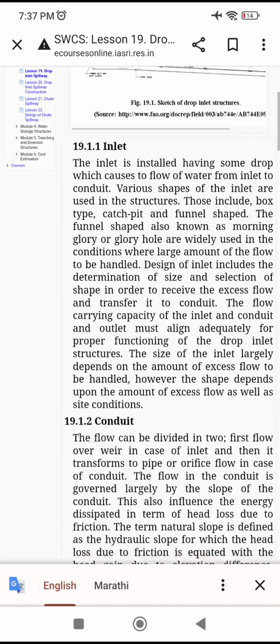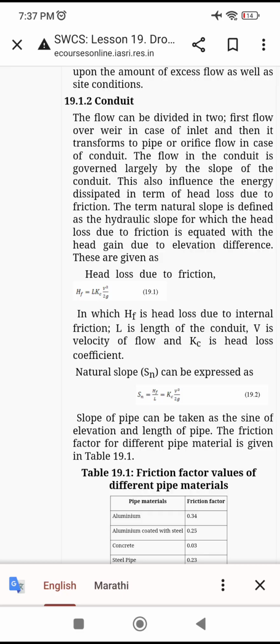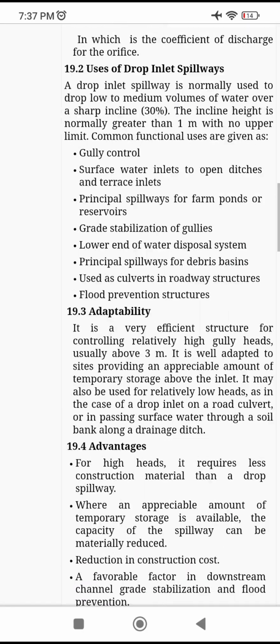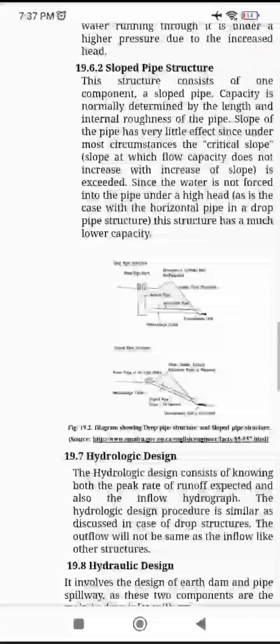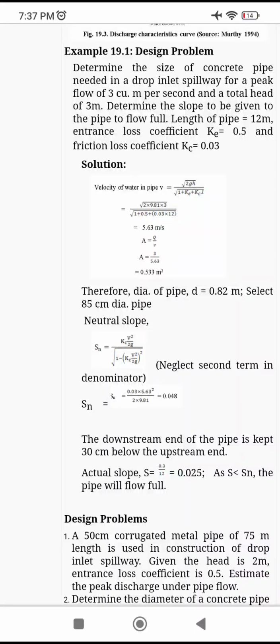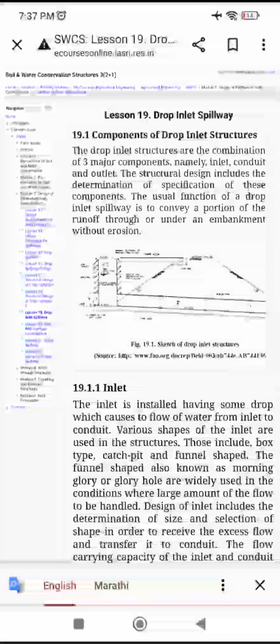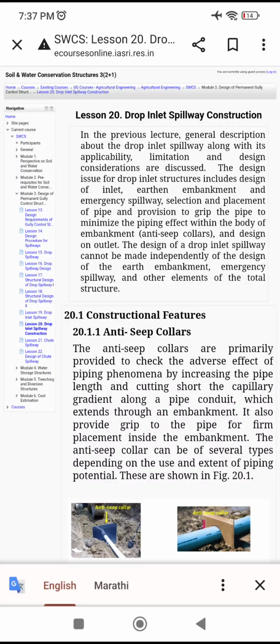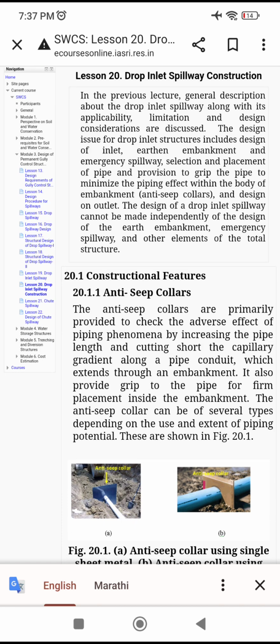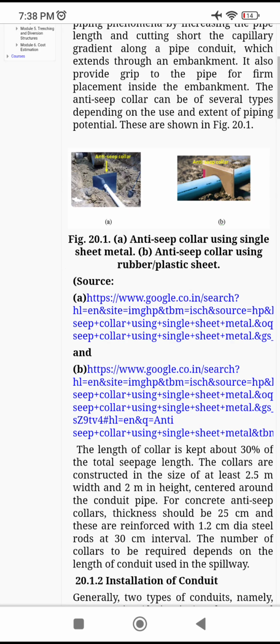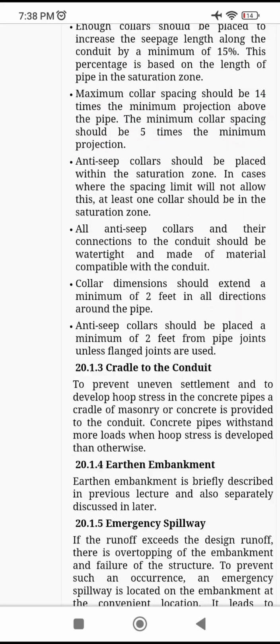Now drop inlet spillway, conduit, definition of conduit, then what are the uses, advantages, limitations, hydrologic design. So just go through each component and remember the formulas. There is no chance of asking any questions using this formula. So anti-seep collars are primarily provided to check the adverse effect of the piping phenomenon by increasing the pipe length and cutting short the capillary gradient along a pipe conduit which extends through an embankment. So how to install the conduit?